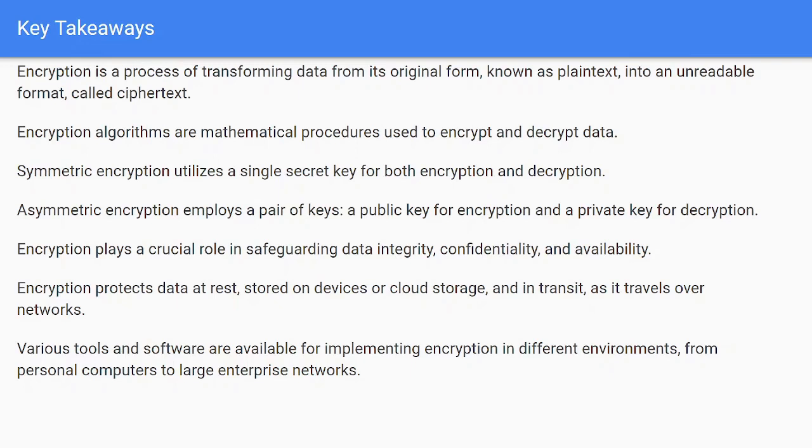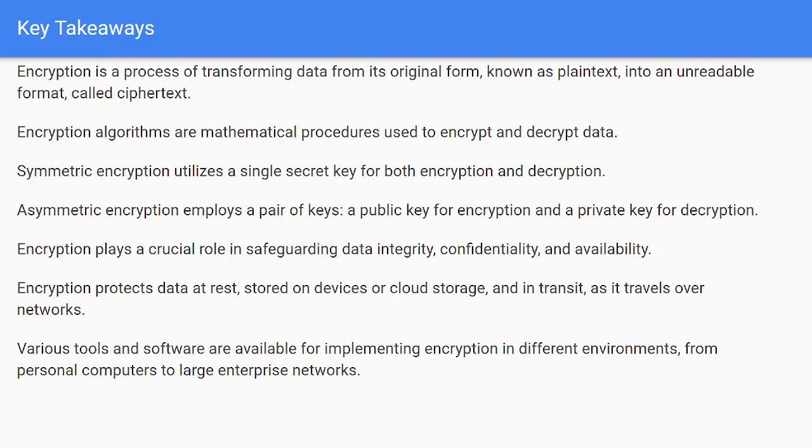Encryption plays a crucial role in safeguarding data integrity, confidentiality, and availability. Encryption protects data at rest, that is when data is stored on a device, in the cloud, on a disk, or in a database, and when it's in transit, that is when data is traveling from one person to another, from one network to another.